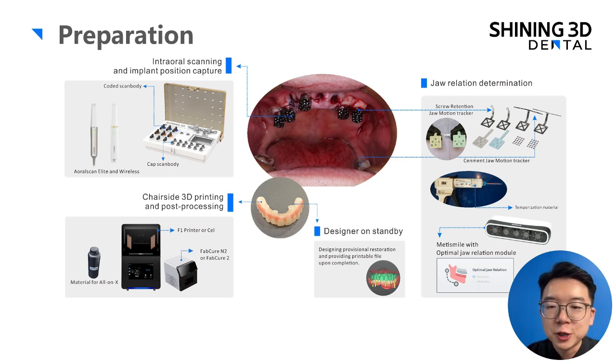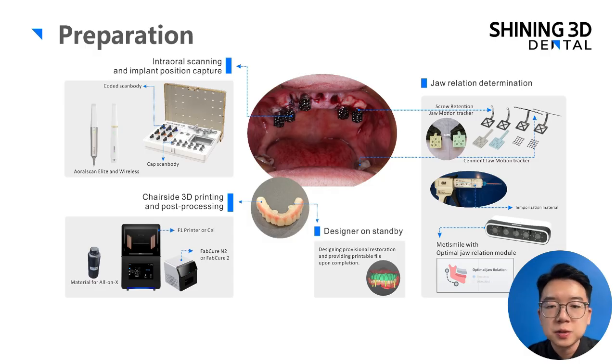With the module, make sure it's authorized. This is the MetiSmile Optimal Jaw Relation module. Once we finish the data capturing and preparation, we need to prepare the chairside 3D printing solution for this case, and also post-processing units. For this case, we used the F1 printer, which you can use for printing the chairside solution, and also the FabCure N2 for nitrogen curing, or just the normal standard FabCure 2 as the post-curing unit.